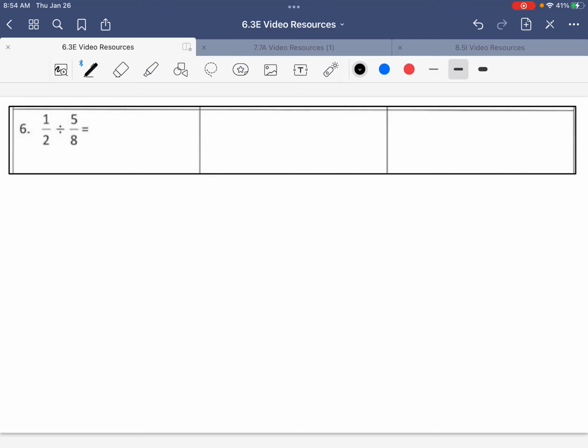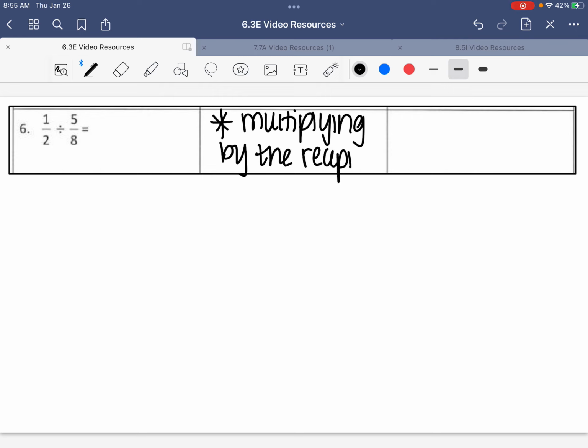Hey guys, today we're going to be looking at dividing fractions, and we're actually going to be looking at two different strategies. The first strategy that we'll look at is called multiplying by the reciprocal. And the second strategy that we will look at is dividing using common denominators.